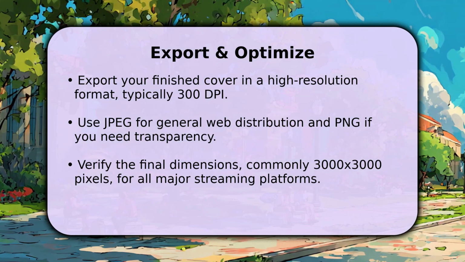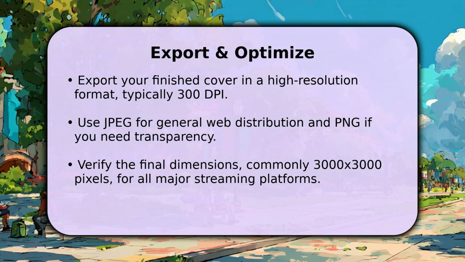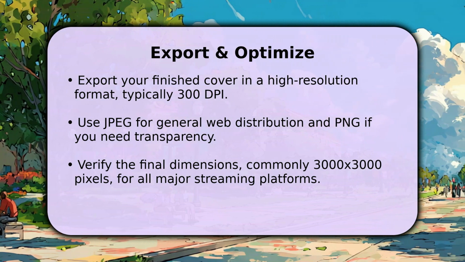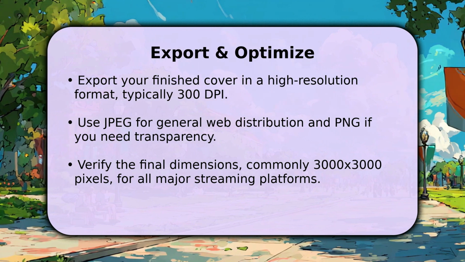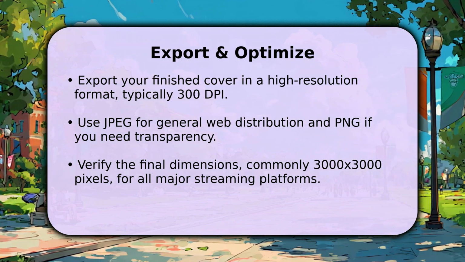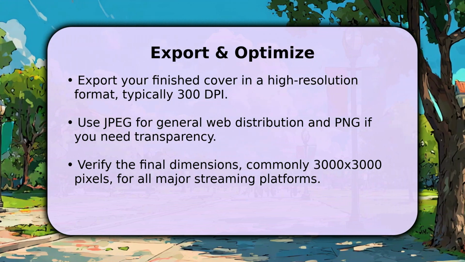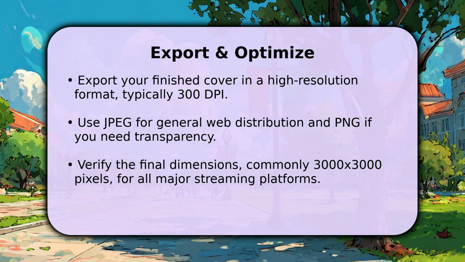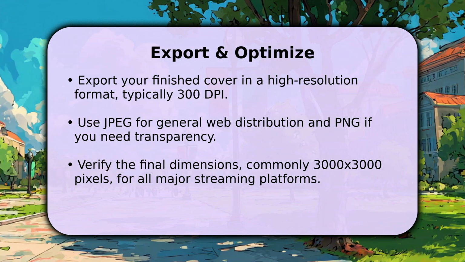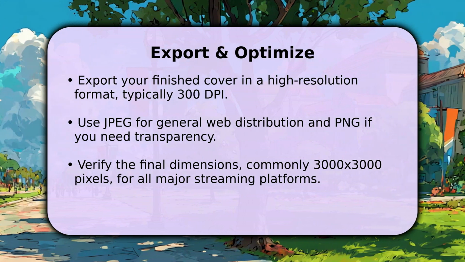Your final step is exporting your album cover correctly for distribution. Always save it in a high-resolution format, ideally 300 dpi, to ensure crispness and clarity. For most streaming services and general use, a JPEG file is perfect, but use PNG if your design requires a transparent background. Double-check that the dimensions are at least 3000 by 3000 pixels, meeting the industry standard for optimal visual quality.